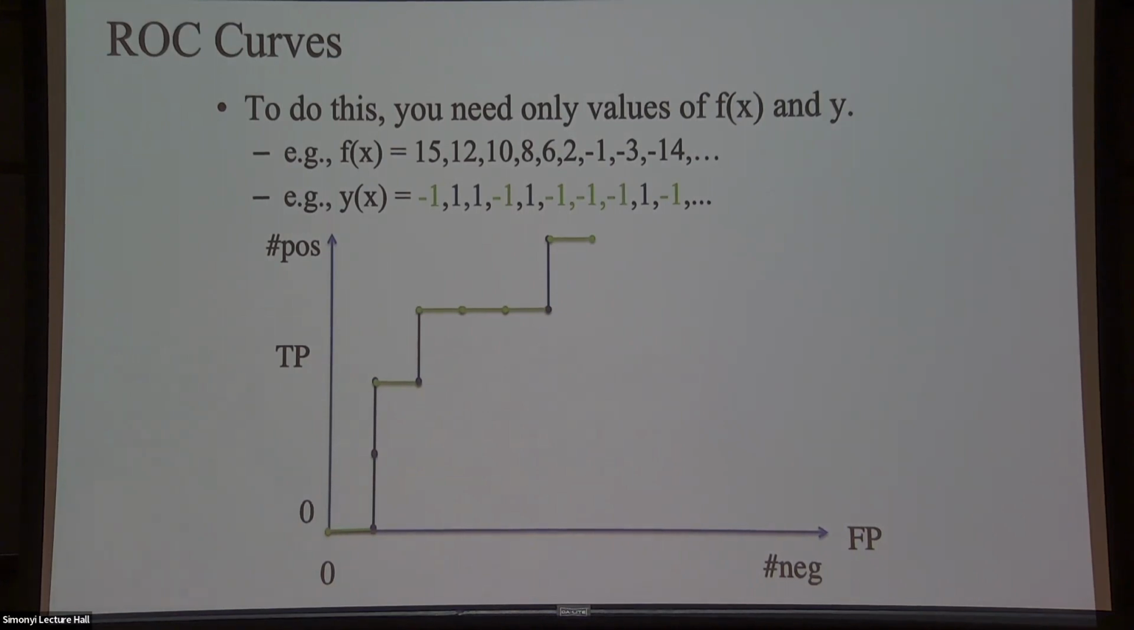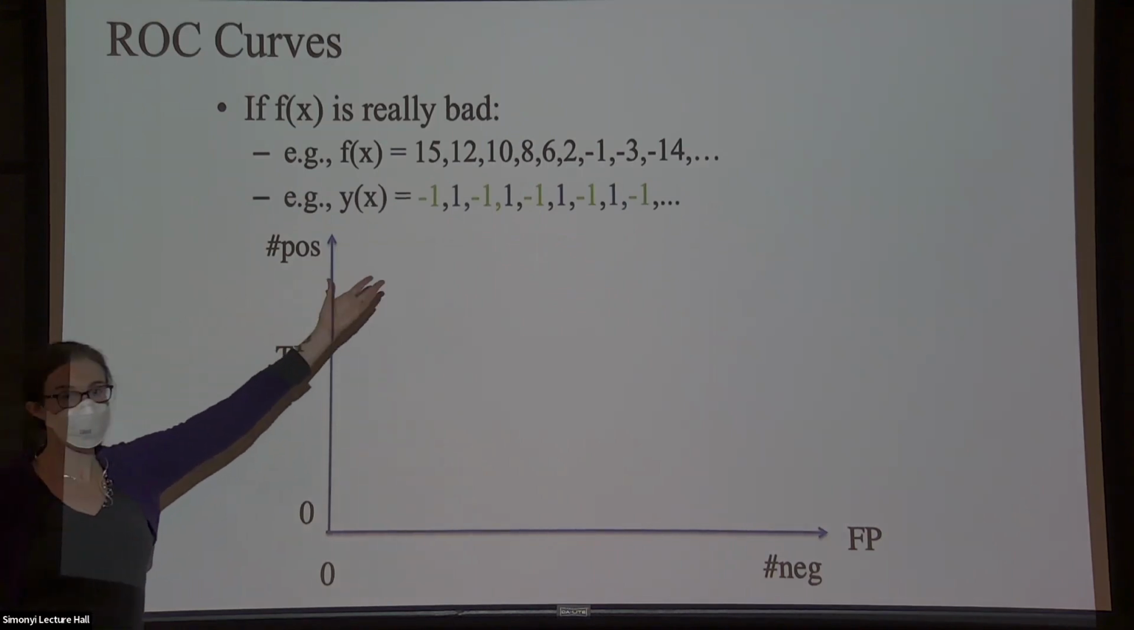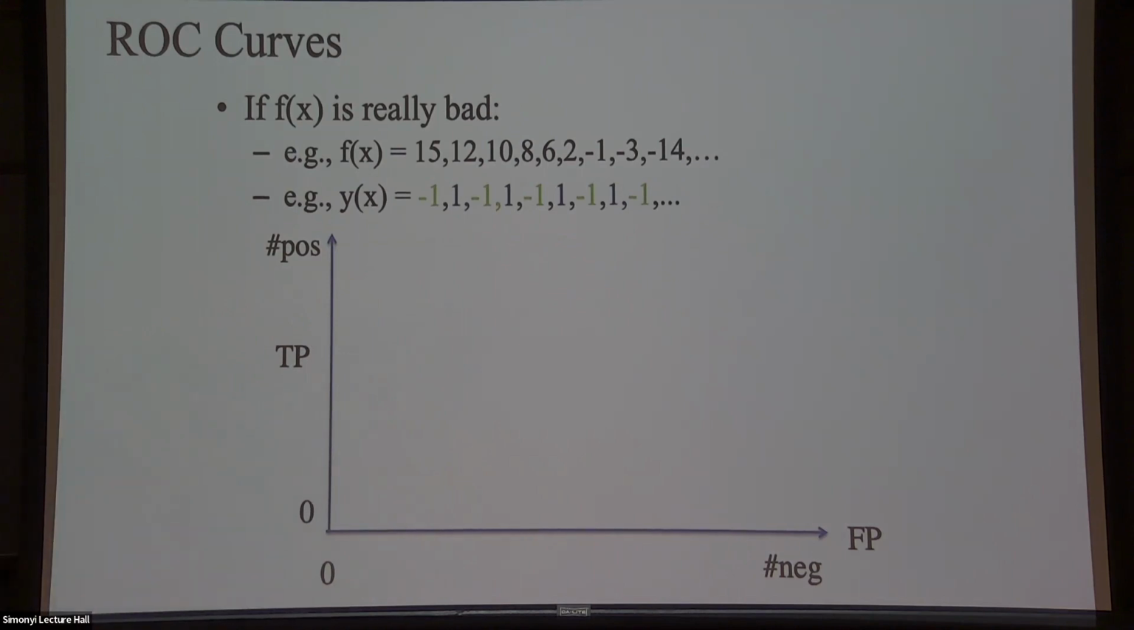Okay, now if the classifier is really good, then I would have seen all the positives before I see the negatives. And so I would go like this: positive, positive, positive, positive, negative, negative, negative, negative, negative, negative. Oops, sorry. I got a little excited there. Okay. And then if it's really bad, then I'm doing basically random guessing, which is similar to just alternating. And in that case, the true positive rate increases as the false positive rate does, and the curve goes along a diagonal.